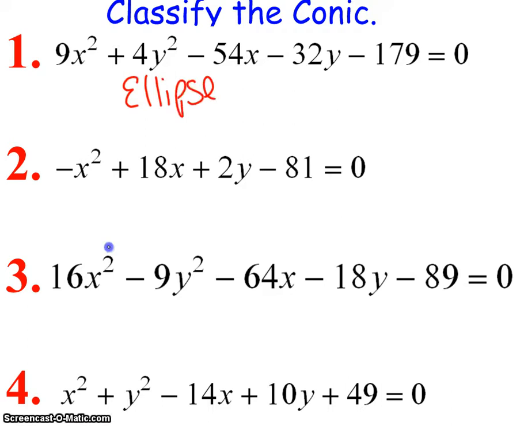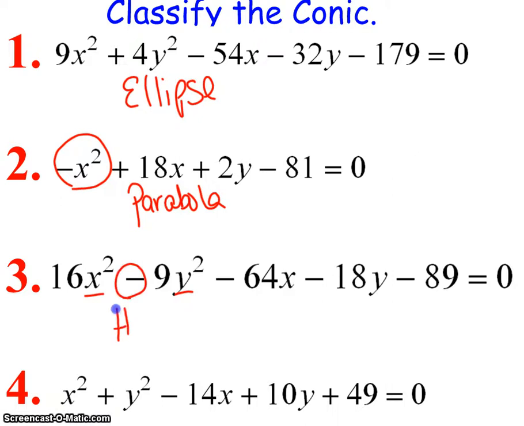Number two, what letter is squared? Only one, which is your x. That's a parabola. Number three, x and y are squared. However, it's subtracting. This one's a hyperbola.